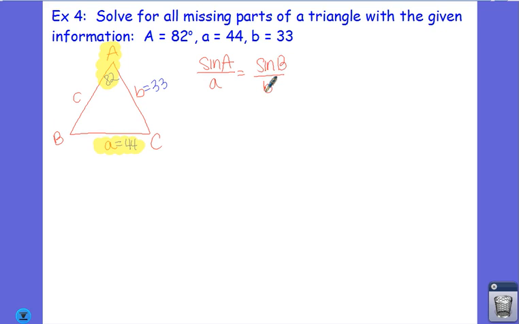So let's plug in what we know. Sine of big A is 82. Little a is 44. Sine of big B, we don't know. We know little b is 33. Notice this is already looking different. It's okay, we'll keep going. We need to do that cross multiplication. So 33 times the sine of 82 equals 44 times the sine of B.